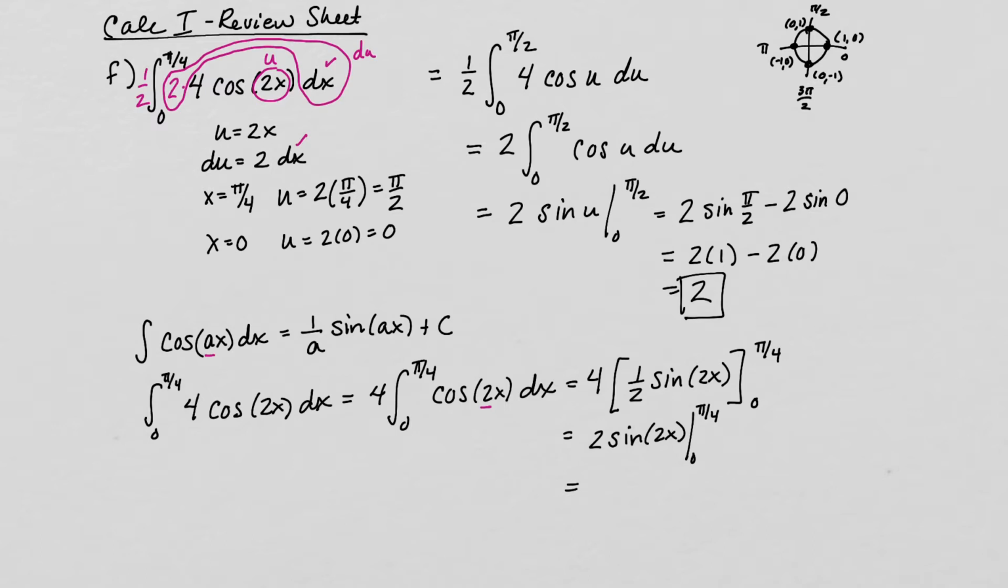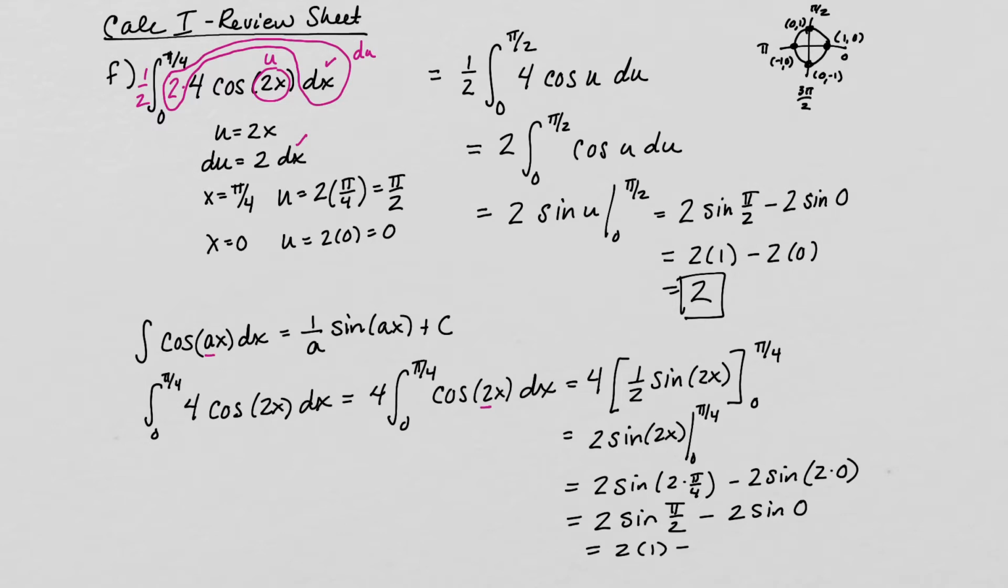So all I'm going to do is plug in pi over 4. So 2 sine of 2 times pi over 4 minus 2 sine of 2 times 0. So you're going to see I end up in the same exact place. 2 sine of pi over 2 minus 2 sine of 0, which just like before is 2 times 1 minus 2 times 0, or 2.